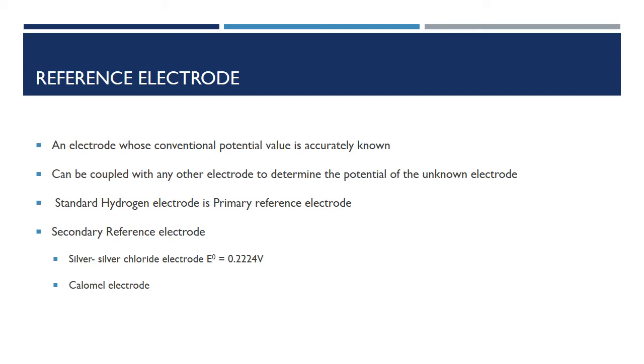It can be coupled with any other electrode to determine the potential of the unknown electrode. As we have already seen, the standard hydrogen electrode is a primary reference electrode. A secondary reference electrode may be either a calomel electrode or any other such electrode, for example, a silver chloride electrode, whose value is given as 0.2224 volts.